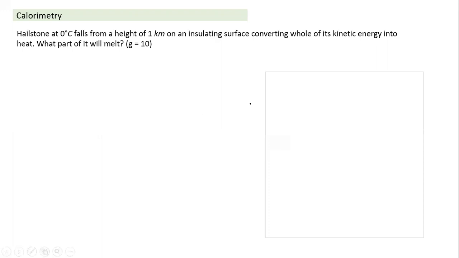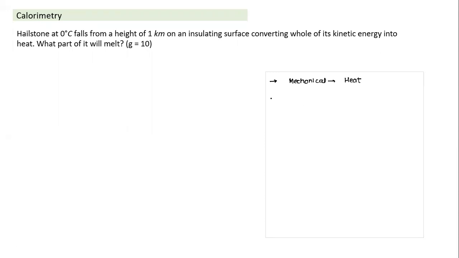Now look at some more cases here, where we have mentioned that even mechanical energy can be converted into heat energy. So they are all equivalents. When you say one form is lost, it may get converted into heat energy. So this is also an example of something similar. A hailstone at 0 degrees falls from a height of 1 kilometer on an insulating circuit.